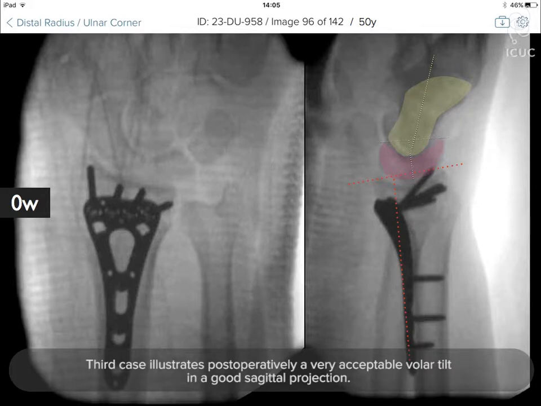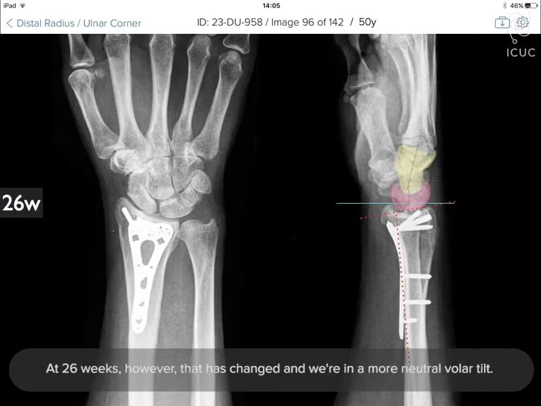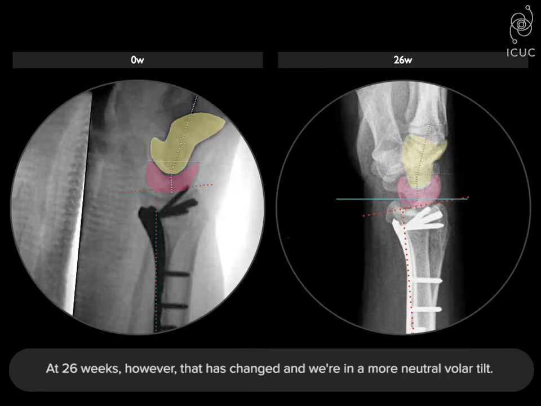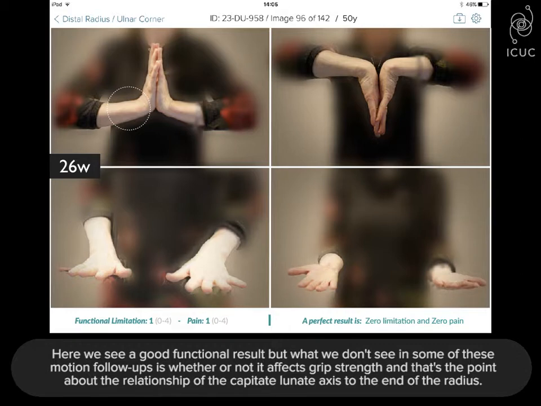This third case illustrates postoperatively a very acceptable volar tilt in a good sagittal projection. At 26 weeks, however, that has changed and we're in a more neutral volar tilt. Here we see a good functional result, but what we don't see in some of these motion follow-ups is whether or not it affects grip strength.